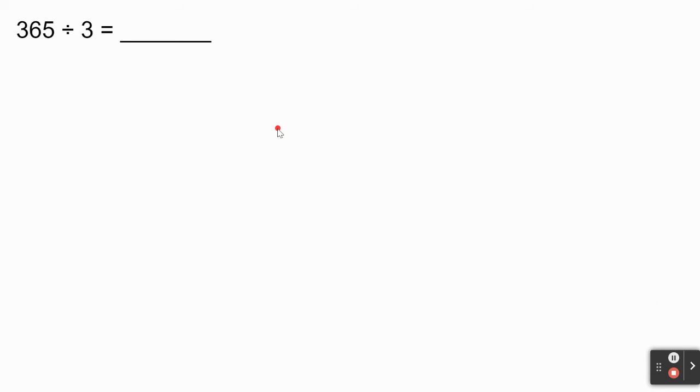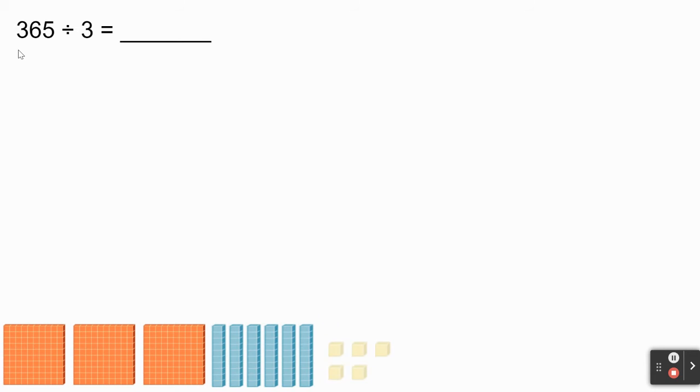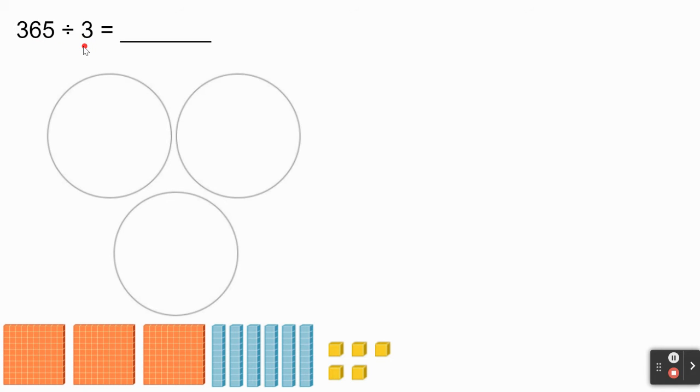Here we have 365 divided by 3. First, we're going to represent the dividend, or our starting number, using base 10 blocks. We have 3 hundreds, 6 tens, and 5 ones. We're dividing by our divisor 3, so we need to draw 3 groups. We can also represent this using the standard algorithm.